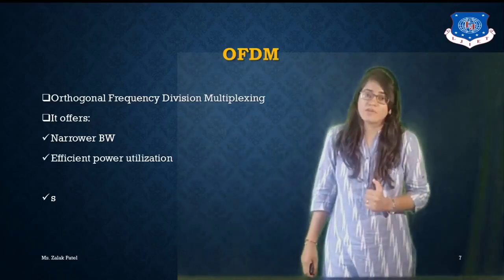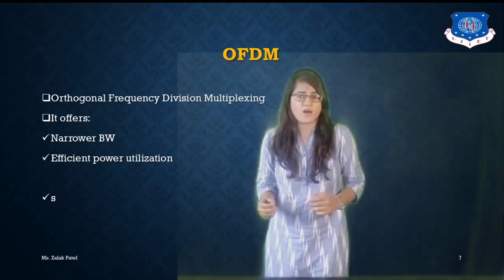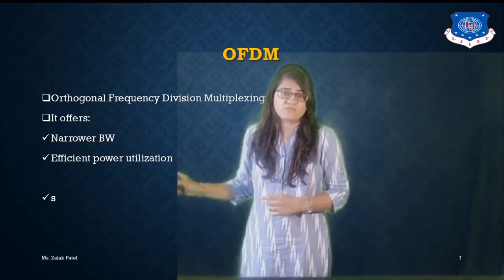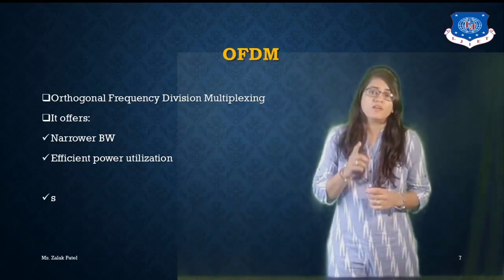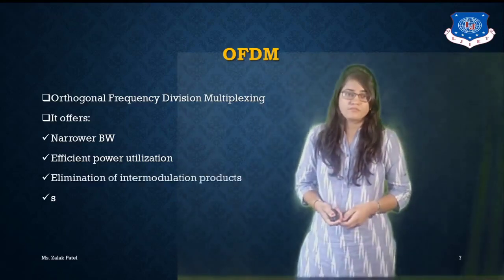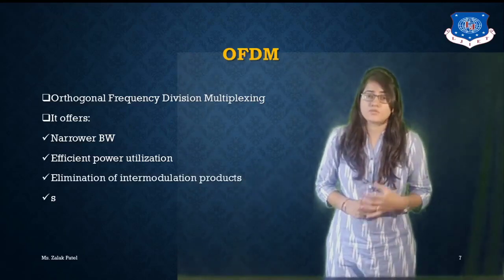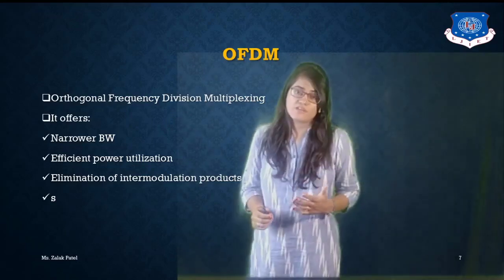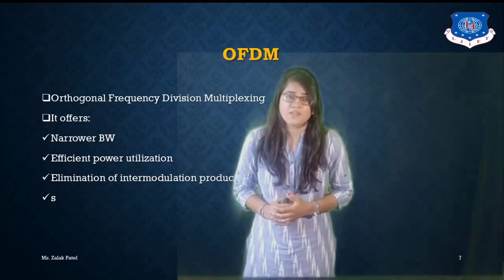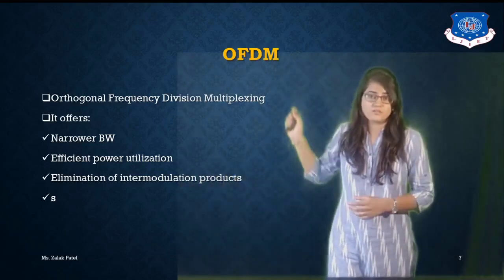The second is efficient power utilization. In case of CDMA, we have seen that there is a near-far effect, meaning an unbalancing of power, so it can be reduced by efficient power utilization, and that is possible with OFDM. Next, elimination of the intermodulation process. In case of FDMA, we have seen that there is a non-linear effect and IM products are present there. So elimination of intermodulation products is possible with OFDM.